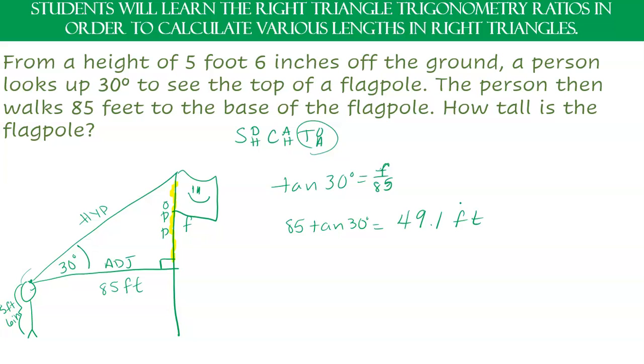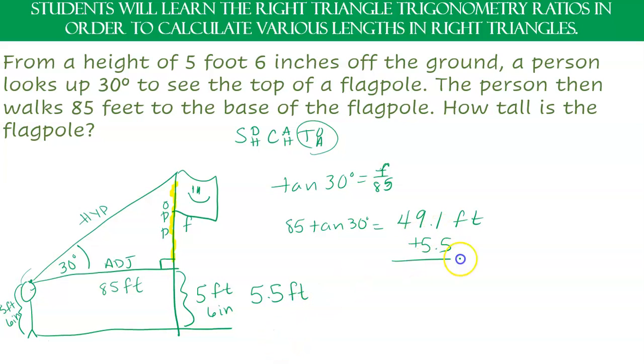Okay, and that's great, but what that does is tell us the distance that's highlighted. Remember, this is the ground down here. So we know that this person was looking up from a height of 5 foot 6 inches. Well, since this is in feet, we need to make this feet. So 5 feet 6 inches is 5.5 feet because there's 12 inches in a foot. So we add 5.5 and we get 54.6 feet. And that would be how tall the flagpole is.